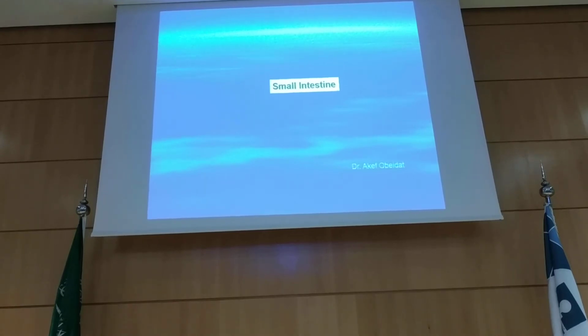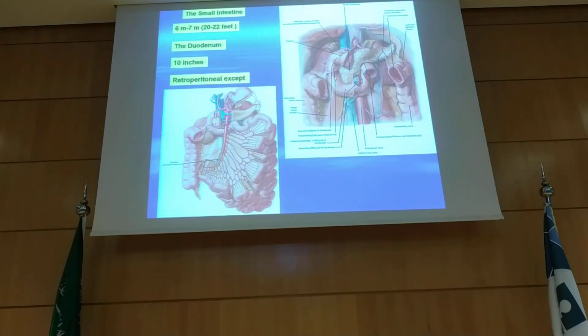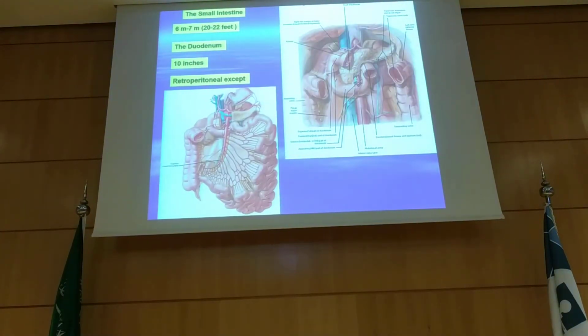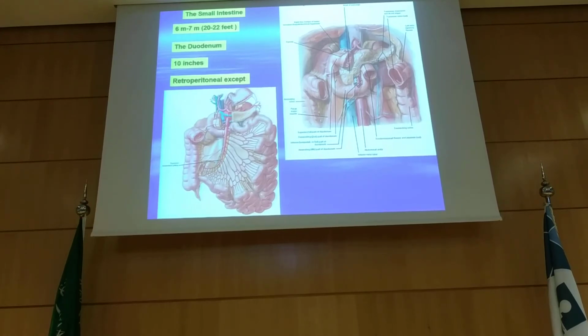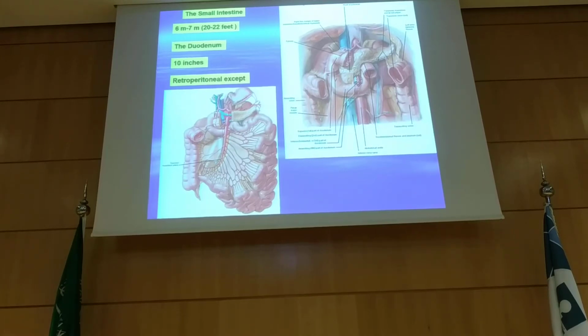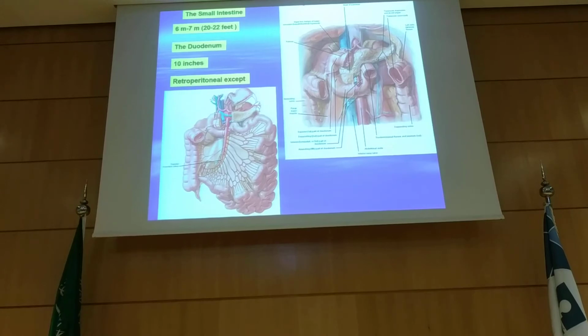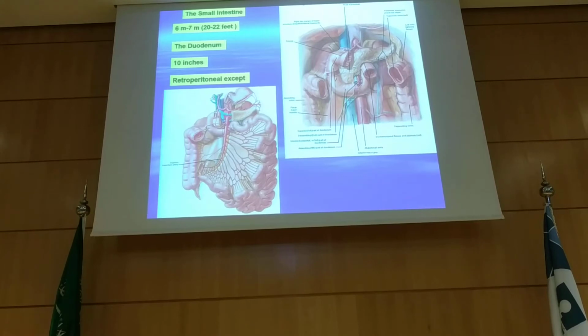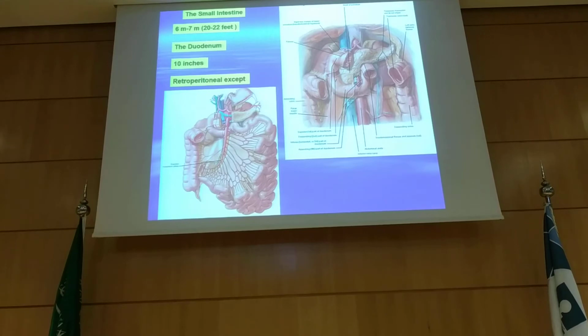Right. Today we'll continue with the small intestine. Okay, last time we spoke about the duodenum. We said the first part of the small intestine is the duodenum, and it's only 10 inches long. It's only 25 centimeters, and it is C-shaped, hugging the pancreas. Okay, and we said that the first part, the duodenum, is the retroperitoneal structure.